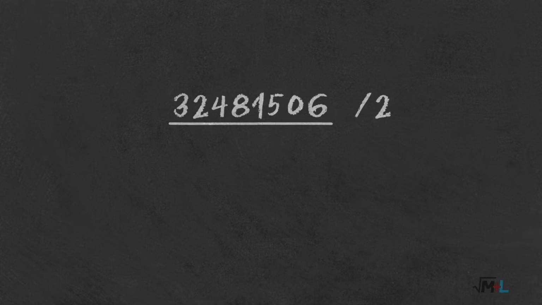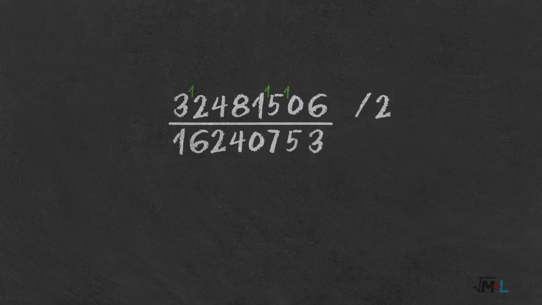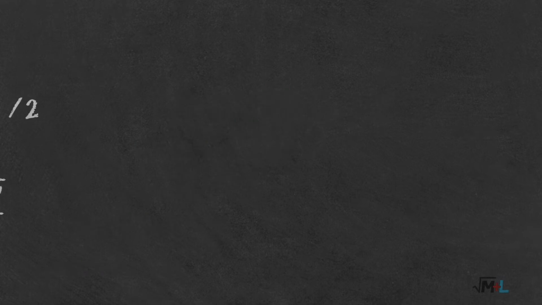32,481,506. Big number, but it makes no difference with this method. So, 3 by 2 is 1, odd on the left, so 12 by 2 is 6, 4 by 2 is 2, 8 by 2 is 4, 1 by 2 is 0, odd on the left, so 15 by 2 is 7, odd on the left, so 10 by 2 is 5, 6 by 2 is 3. The result, 16,240,753. So why does it work so nice?